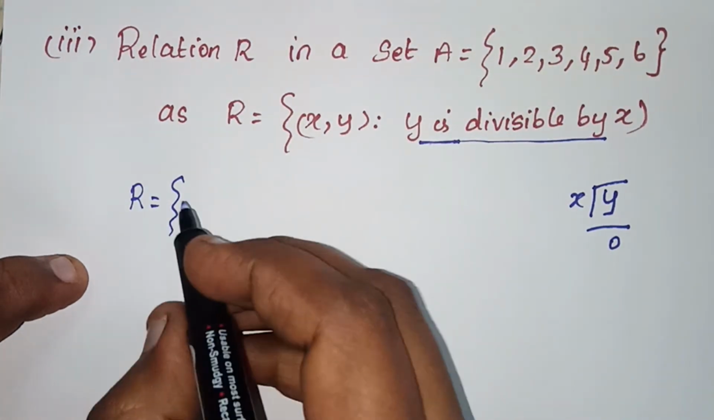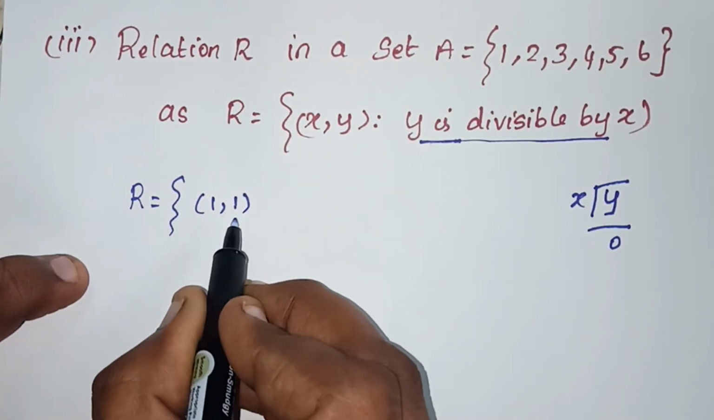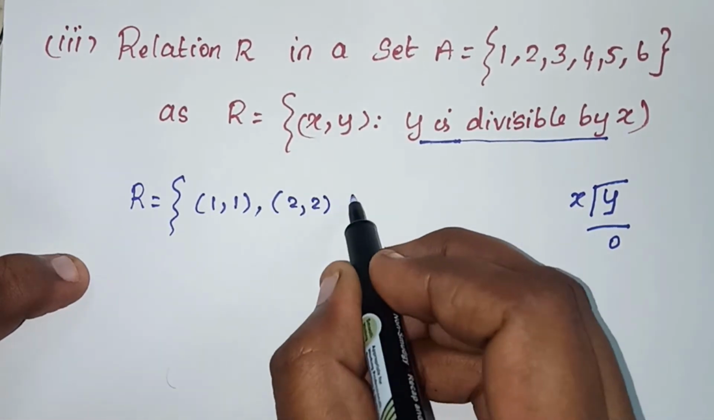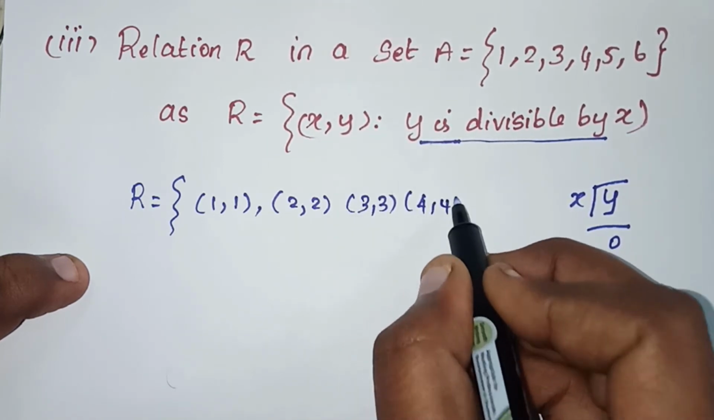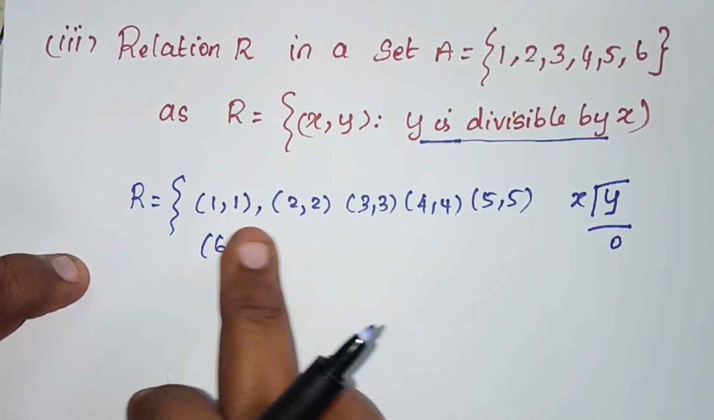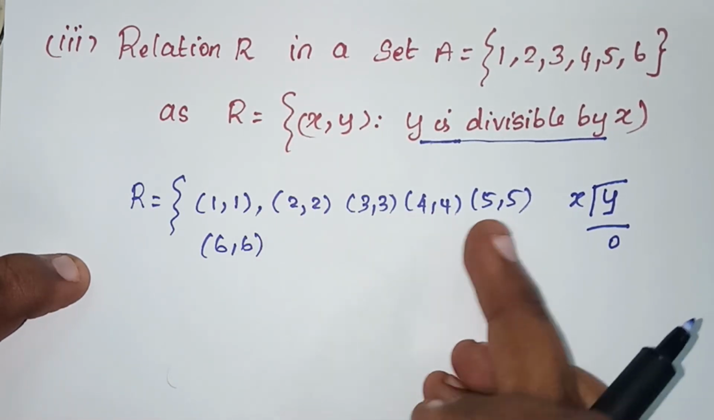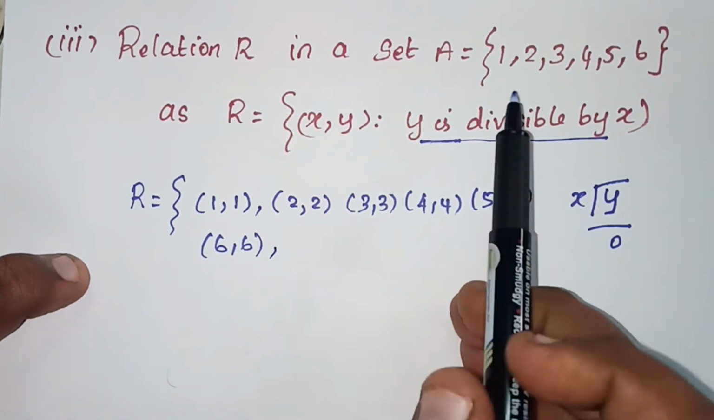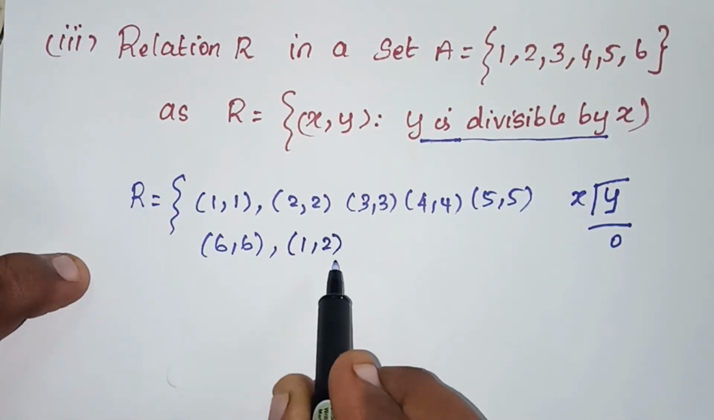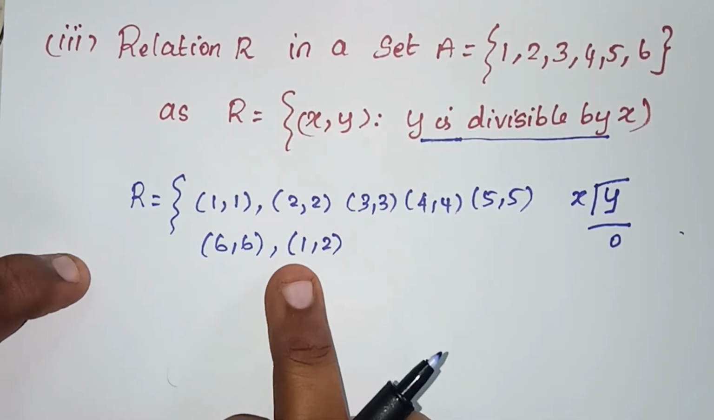So 1 is divisible by 1, right? 1 comma 1. This is x, this is y. Y is divisible by x, 1 is divisible by 1. Likewise, we can write 2 comma 2, 3 comma 3, 4 comma 4, 5 comma 5 and 6 comma 6. These are y is divisible by x: 2 is divisible by 2, 3 by 3, 4 by 4, 5 by 5, 6 by 6. Okay. Next, we can pair 1 with 2. 1 comma 2. Yes, 2 is divisible by 1. 2 divided by 1, there is no remainder.